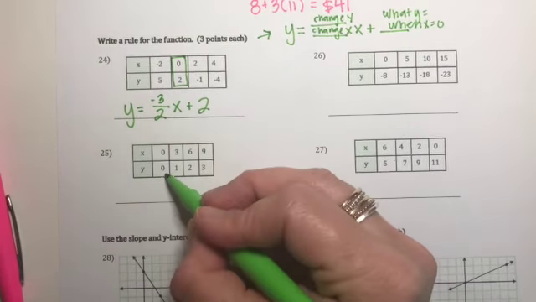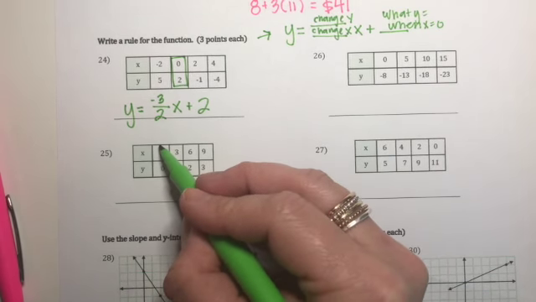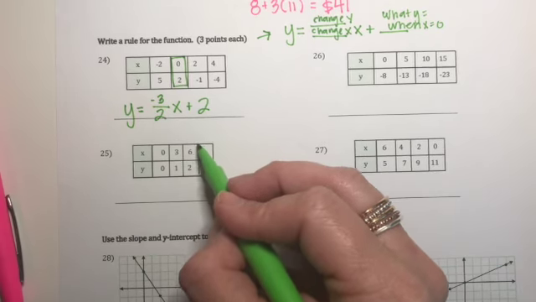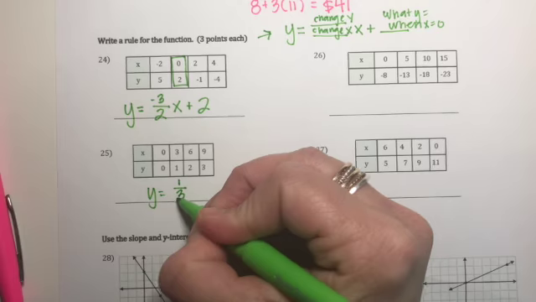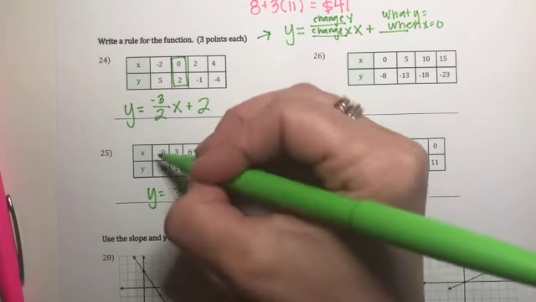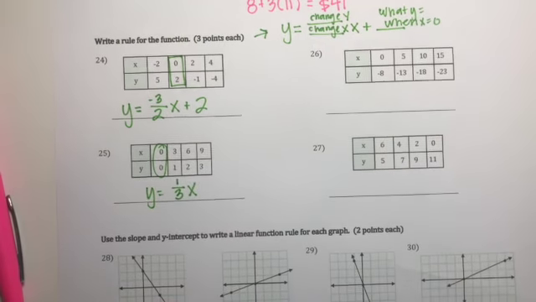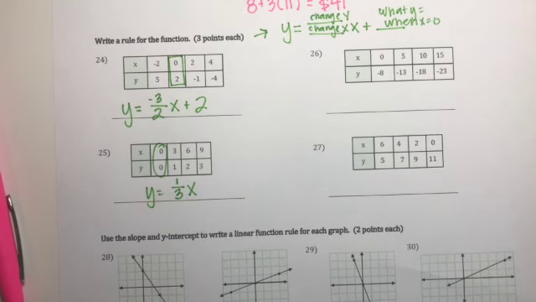Okay, look at 25. What's the change in y? It's going up 1, up 1, up 1. What's the change in x? Up 3, up 3, up 3. So change in y is 1, change in x is 3. Okay, y equals 1/3 x. When x was 0, what was y? 0. So I don't even have to write +0. It's just y equals 1/3 x.